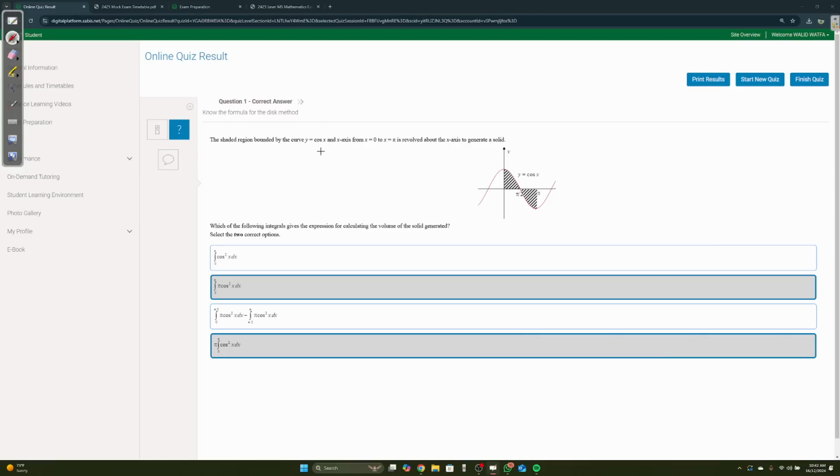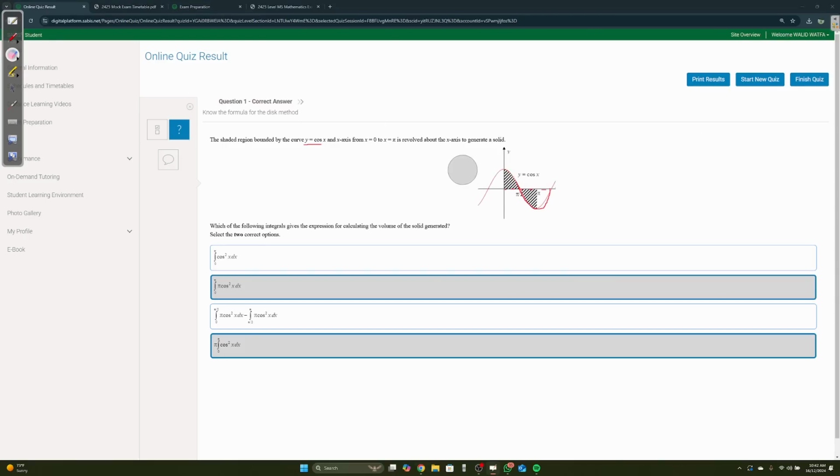We have the region bounded by the curve y equals cosine x between the boundaries 0, pi over 2, and pi. It's revolved about the x-axis to generate a solid. Which of the following integrals gives the expression for the volume? Okay. First thing, we don't have two curves, we only have one curve. It's y equals cosine x and the x-axis, okay?